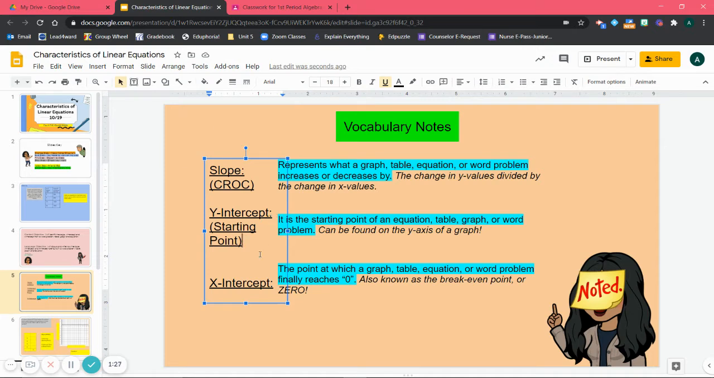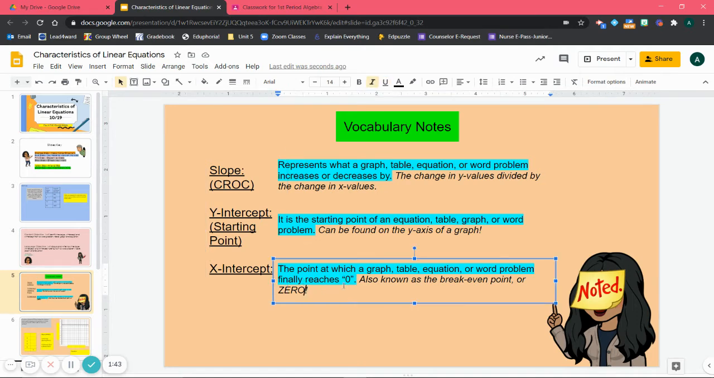A new vocab word is our x-intercept. This is the point at which a graph, table, equation, or word problem finally reaches zero. We also call this the break-even point, or you may see it as zero. Another word would be solution.